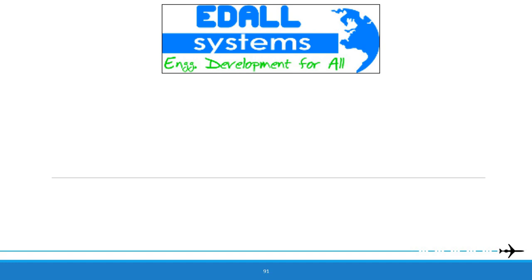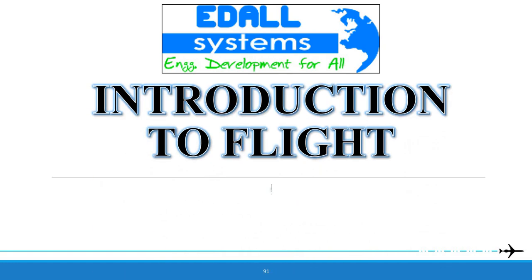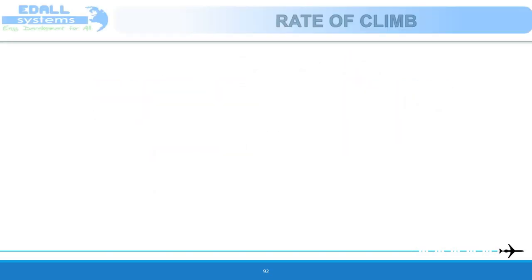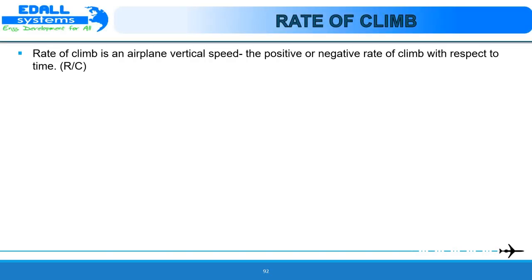In our previous session, we had seen about power available. Let us start off with rate of climb and time to climb in this session. Consider an aeroplane in steady unaccelerated climbing flight.